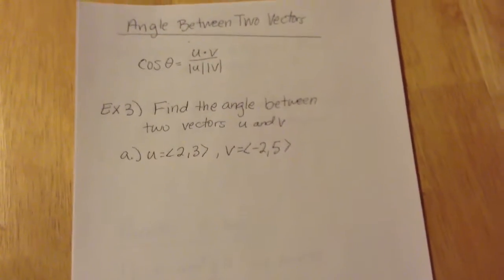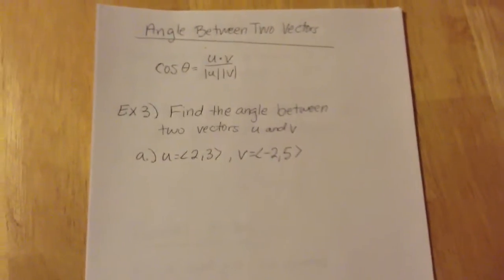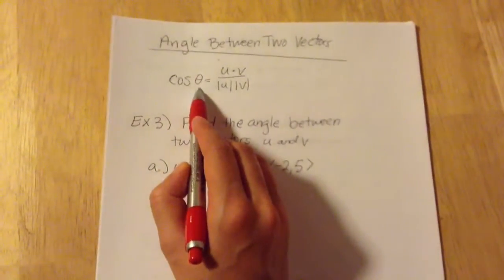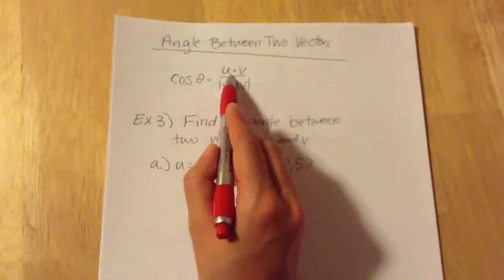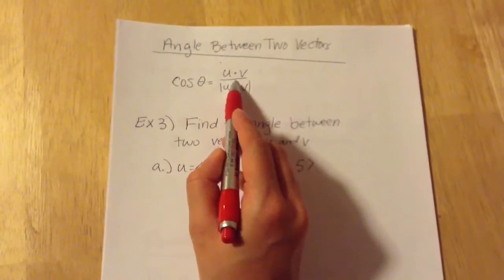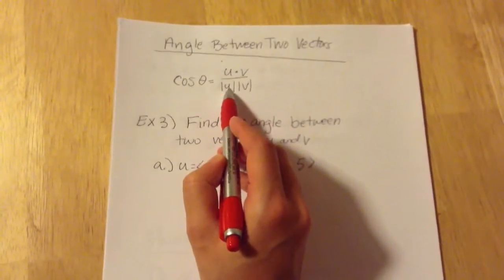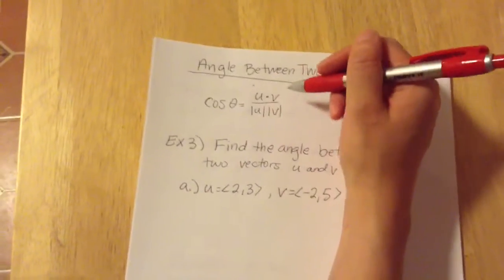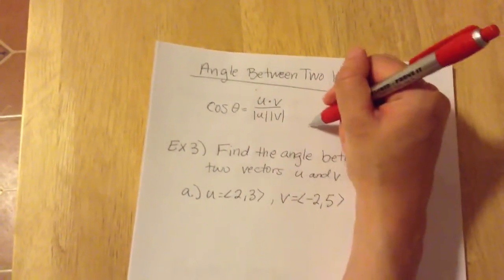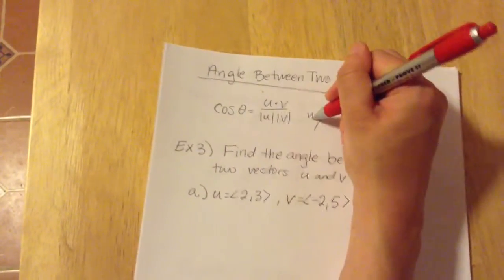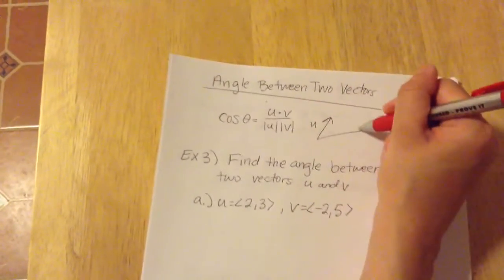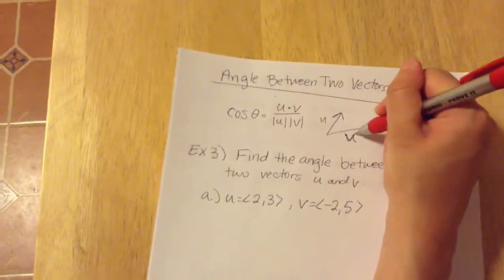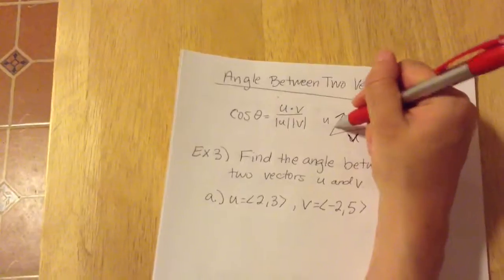Next, we'll find the angle between two vectors. The cosine of the angle between two vectors equals the dot product of the two vectors divided by the magnitude of one vector times the magnitude of the other vector. So visually, what this is talking about is if vector u is going this way, and maybe vector v is going this way, we're trying to find the angle between them.